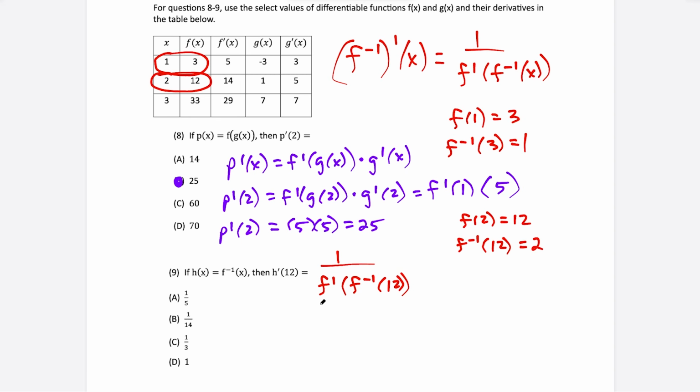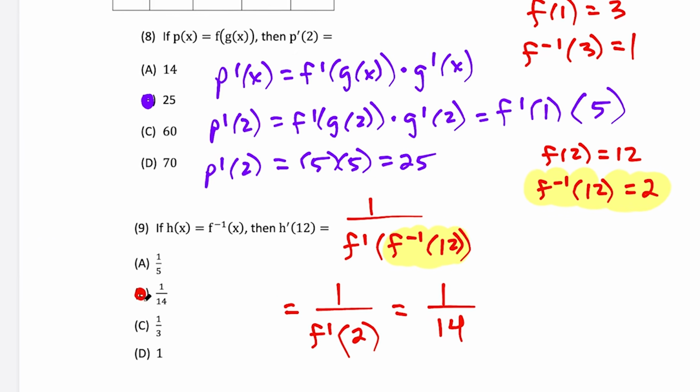So now we could plug into this formula. We're going to have 1 over f prime of, and this piece here that we just found, f inverse of 12, we're going to replace with 2. So we can make a substitution now. We're going to have 1 over f prime of 2, and now we look to the table. What is f prime of 2? When x equals 2, f prime is equal to 14. So this simplifies to 1 over 14, and that matches up with choice B.